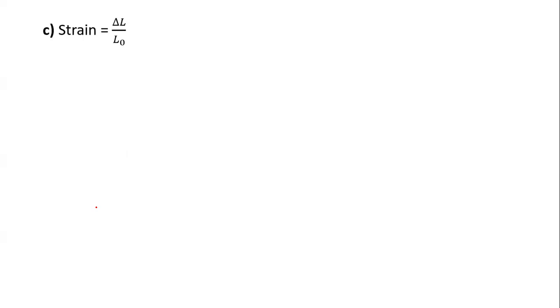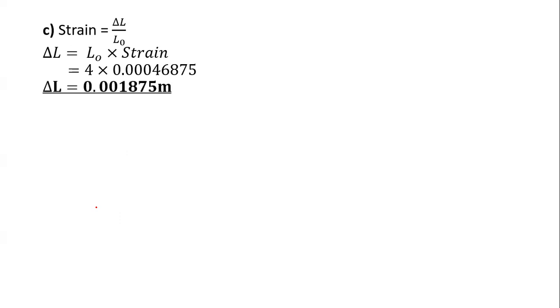Now, what about that change in length we talked about, the increase in length? Again, you make change in length the subject, multiply the original length by the strain that we just found. So our original length is 4, the strain is 0.00046875. So we have our change in length being equal to 0.001875.